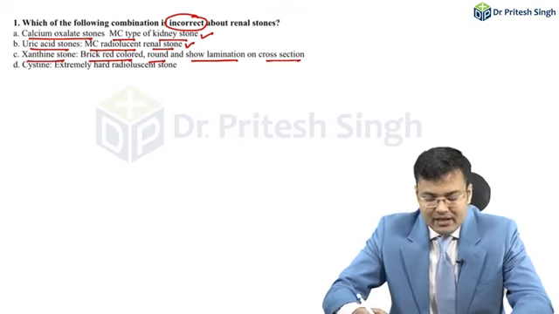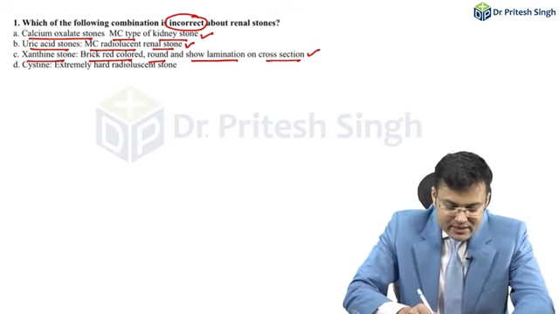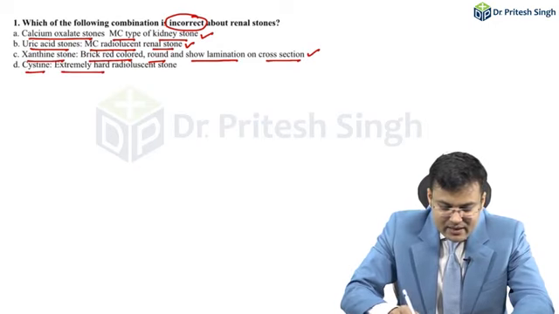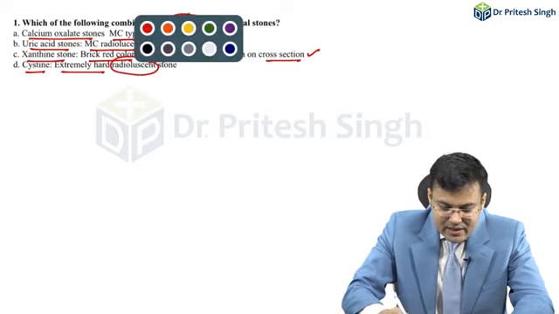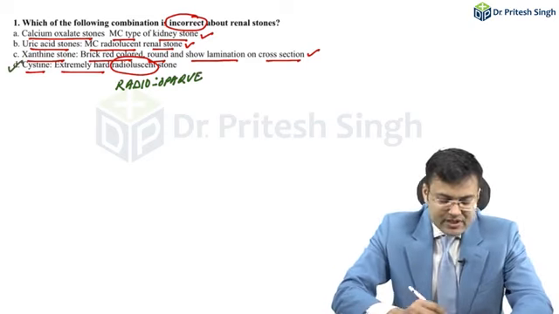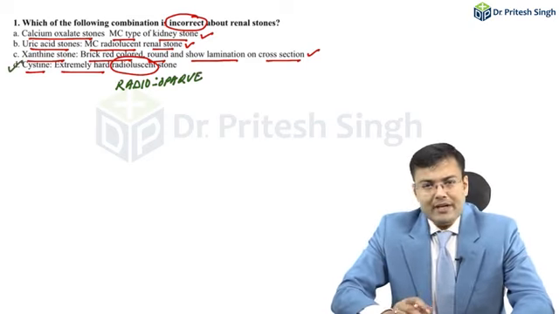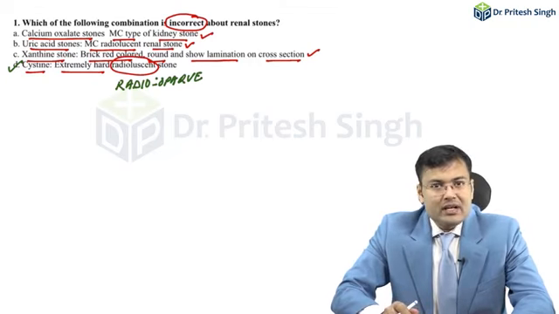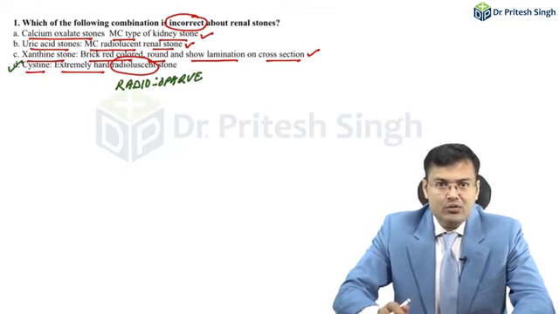This was asked in NEET once. This is also correct. Cystine is extremely hard, but this is radio opaque. Be careful, this is a radio opaque stone. So the correct answer for this question is D. Stones are very important, so we are going to discuss the rest of the questions related to renal stone.